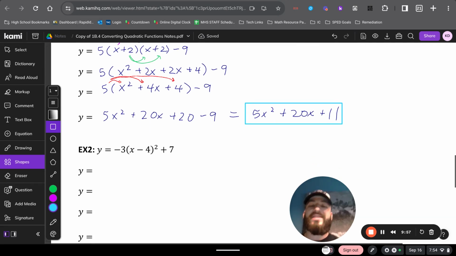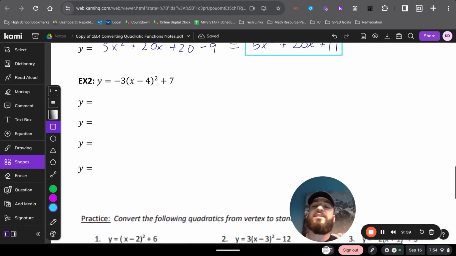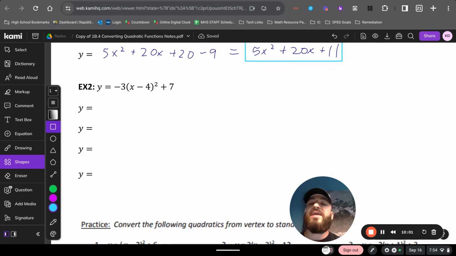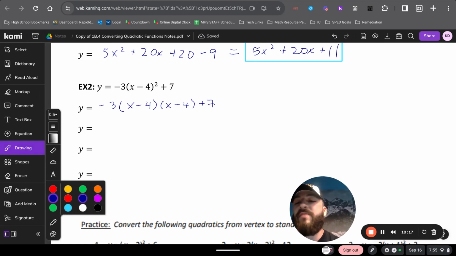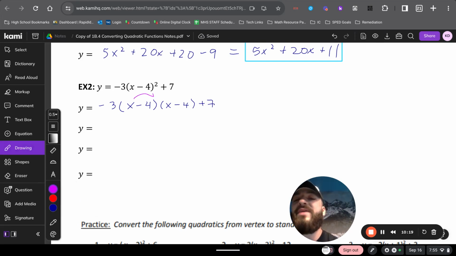So let's do one more to practice together. Example 2: I have y is equal to -3, parentheses, x minus 4 squared, plus 7. First and foremost, I want to rewrite this as -3 times x minus 4, x minus 4, and then plus my 7 at the end. Then first times first, outside times outside, inside times inside, and last times last.